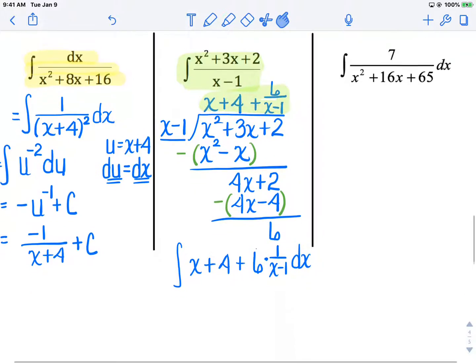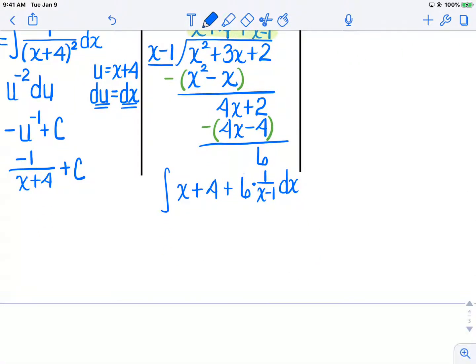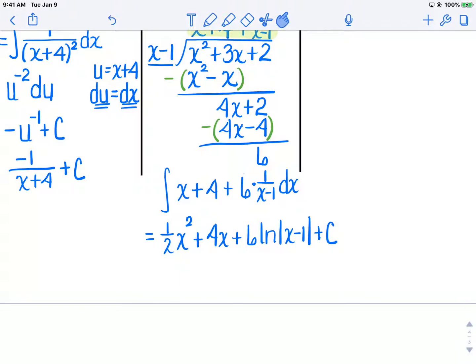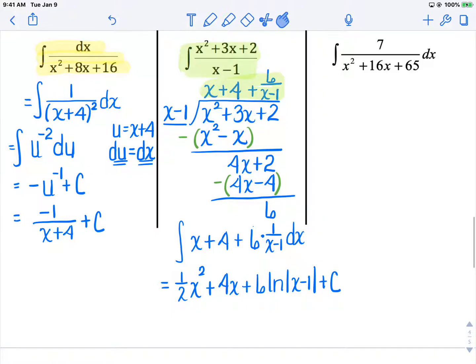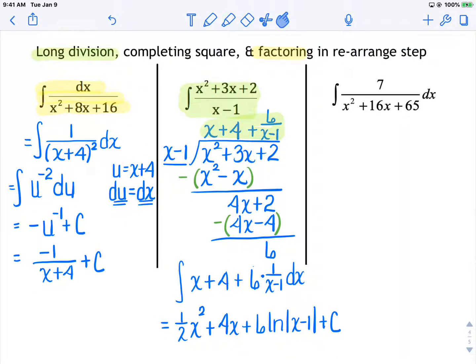I used long division to rewrite the expression I needed to integrate in hopes that now I'll be able to see good antiderivatives for this. And I do. The integral of x would be 1/2 x squared. The integral for 4, 4x. And the integral for 6 times that would be 6 times the natural log of x minus 1 plus a constant. So I was able to get the integral of my original expression by changing its form using long division.